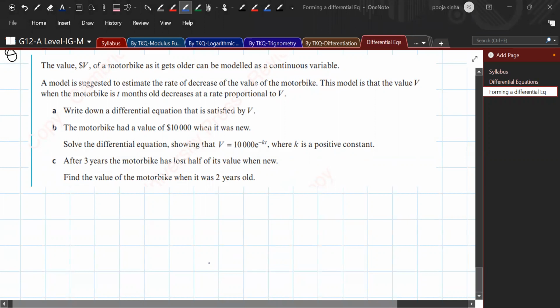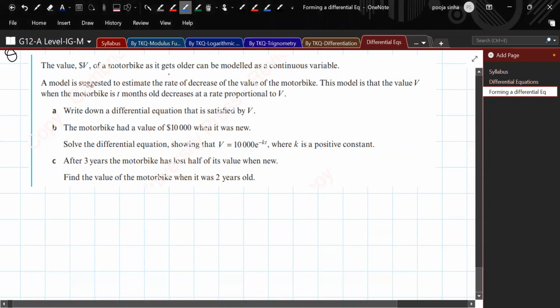और V के लिए हमको क्या बोला हुआ है? A model is suggested to estimate the rate of decrease of the value of the motorbike. This model is that the value V when the motorbike is t months old decreases at a rate proportional to V. Rate of decrease, is it dV by dt? Right. So पहला तो हो गया, rate of decrease would be dV by dt.